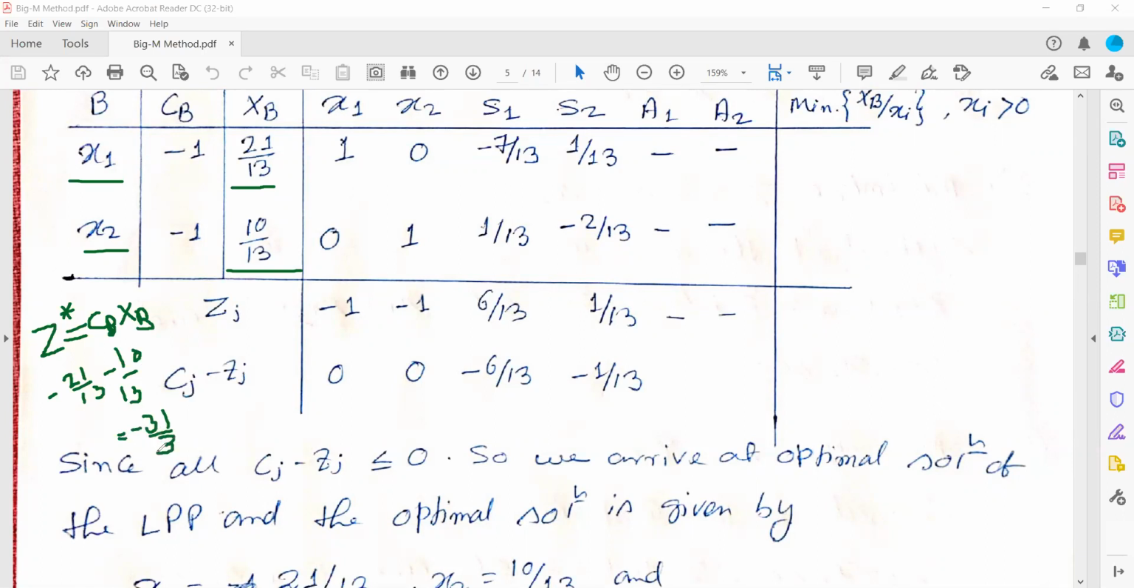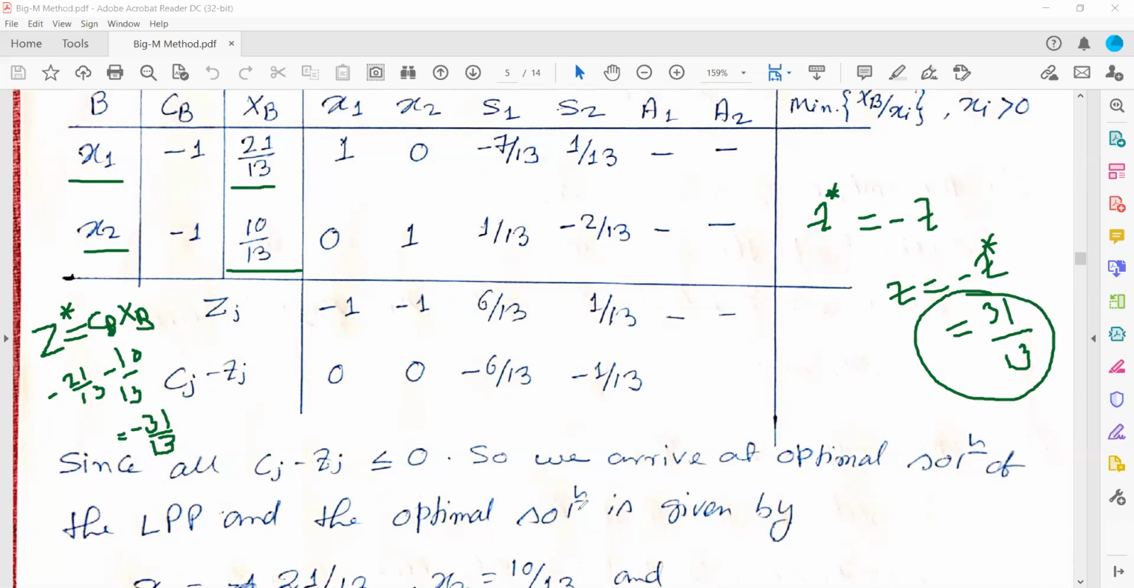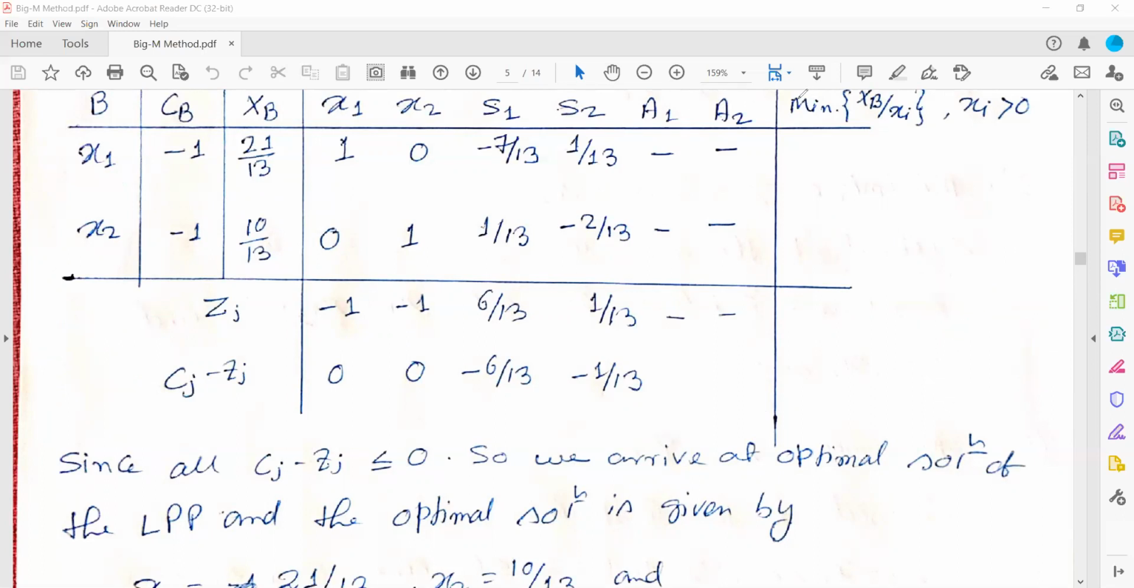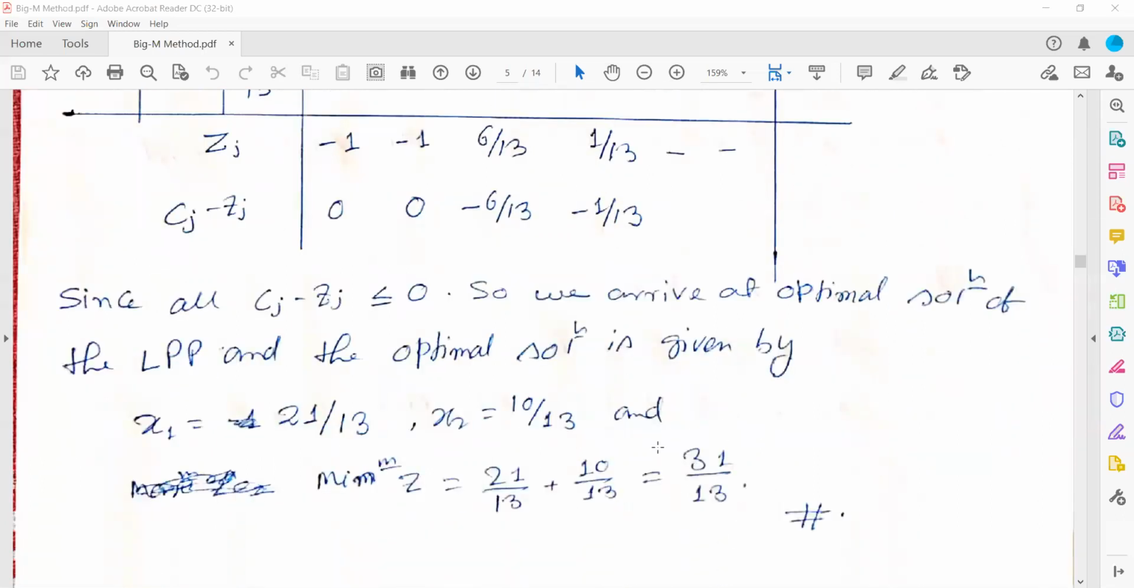But you have Z star equal to minus Z, is it not? And so Z is equal to minus Z star, and that will be minus minus 31 by 13, so it will be 31 by 13. So this is the required minimum value of the given LPP. So in that way, we'll solve it. Okay. So this is the minimum value, 31 by 13.